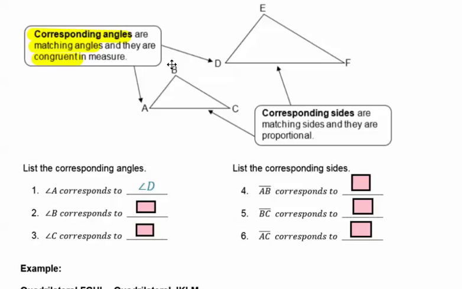Okay, what about angle B? Who does angle B match? Yeah, angle B is going to match angle E. And again, instead of saying match, we say it corresponds, or they are congruent, because corresponding angles are congruent. And last, angle C corresponds with angle F. Okay?